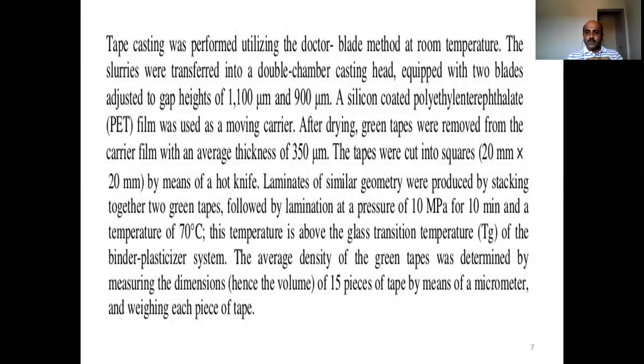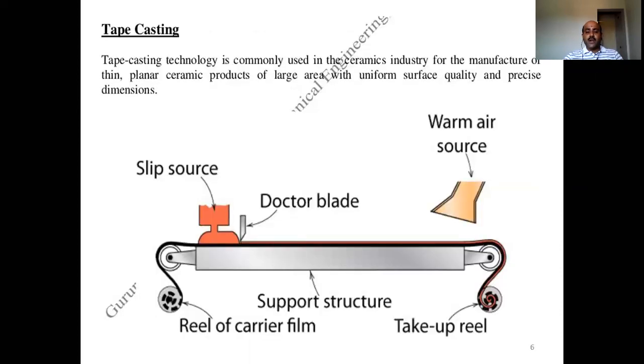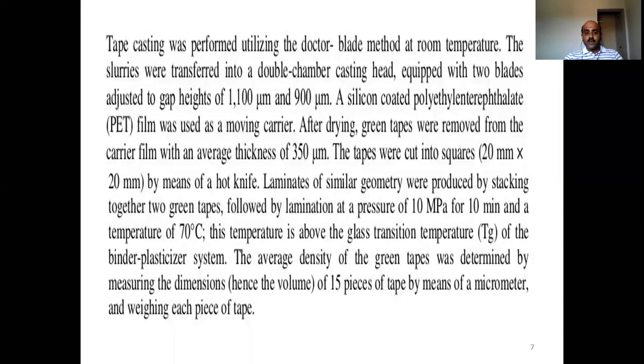So basically, in this process, we will perform this tape casting utilizing the doctor blade method, and it will be carried out at room temperature. Here, the slurries were transferred into the double chamber casting head equipped with two blades adjusted for a gap of 1100 and 900 micrometers.